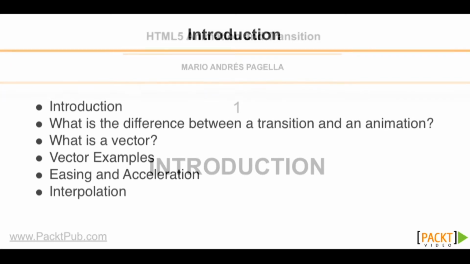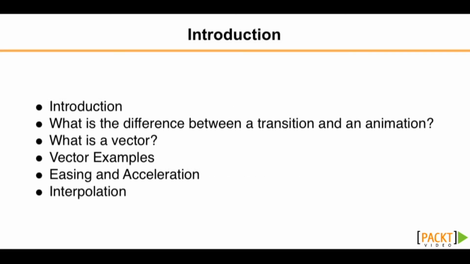So in this very first chapter, we are going to be learning the difference between a transition and an animation, which is subtle, but it exists. What is a vector, and how we can use vectors in practical examples. Then we're going to be discussing easing and acceleration, which will make your animations much smoother. And finally, we're going to be talking about interpolations. So that's basically it. In the next video, we are going to be discussing the difference between a transition and an animation. See you then.